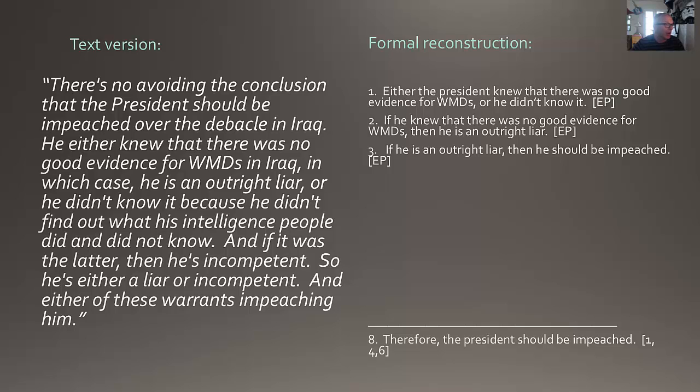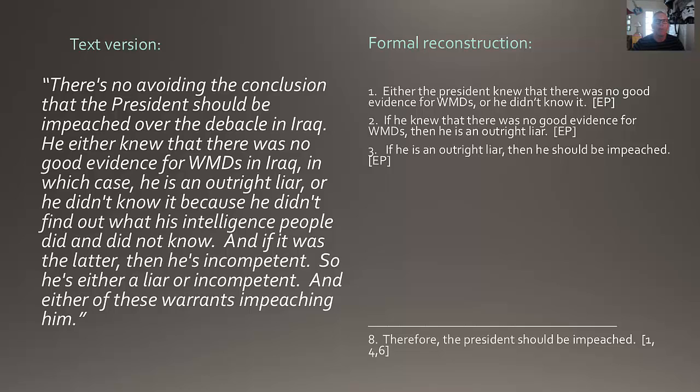So he's either a liar or he's incompetent. So if he's a liar, then he should be impeached. So now if you just look at 1, 2, and 3, we get an interesting outcome. Either the president knew or he didn't know. If he knew, then he's a liar. And if he's a liar, then he should be impeached.